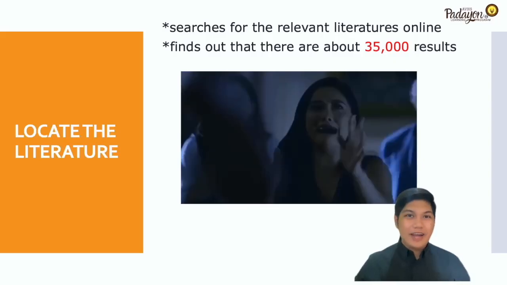The next thing that you have to do is to locate your literature. And I know that there will be instances that you will feel overwhelmed. It's because sometimes the moment you search for a key term, a lot of search results will be there, like 1,000 search results, right? So how are we going to narrow it down?